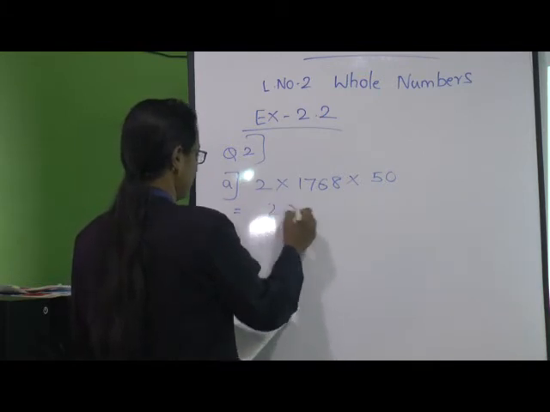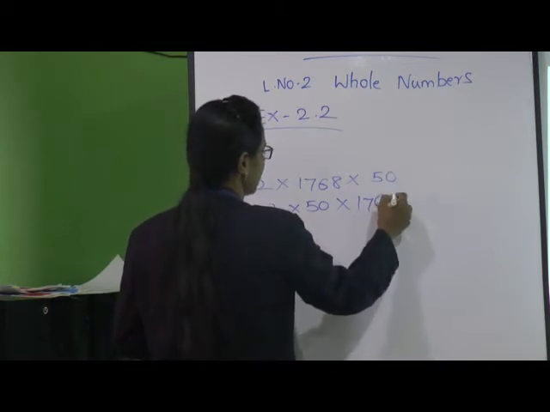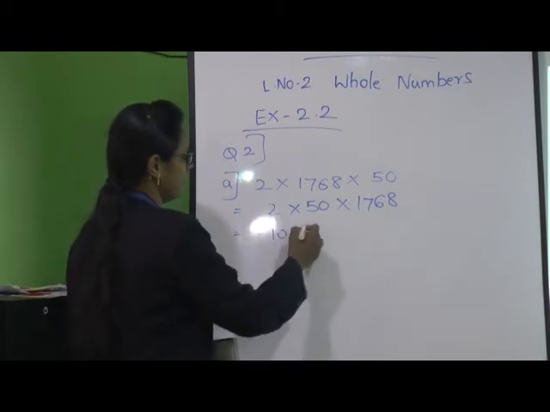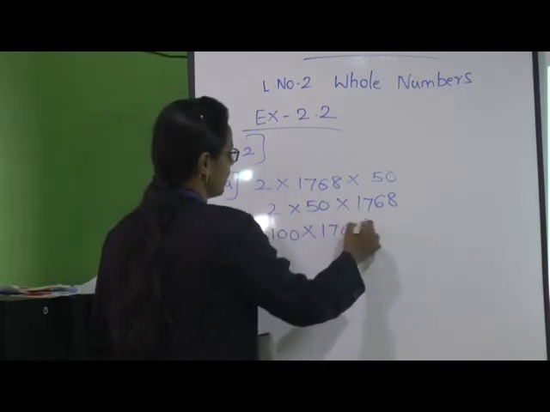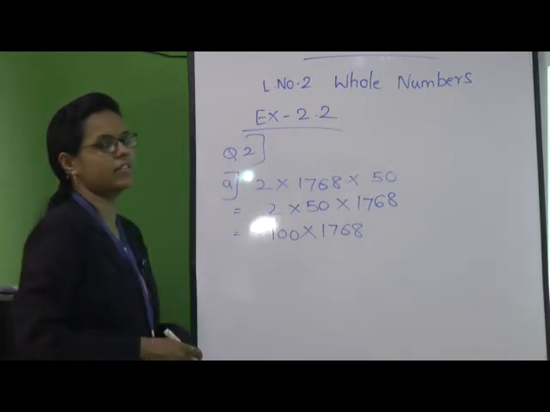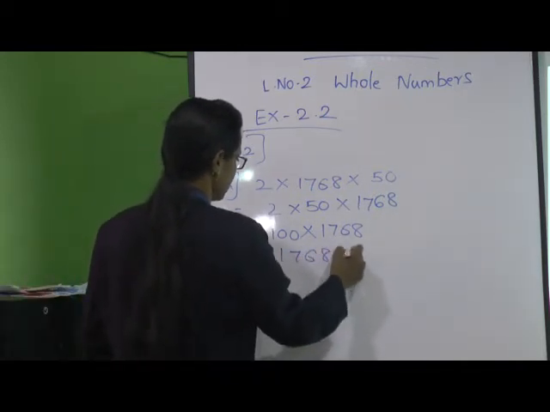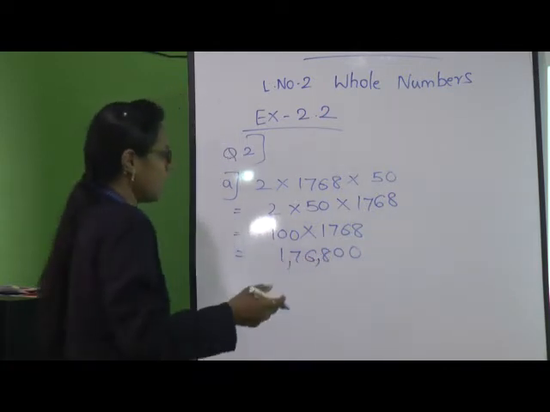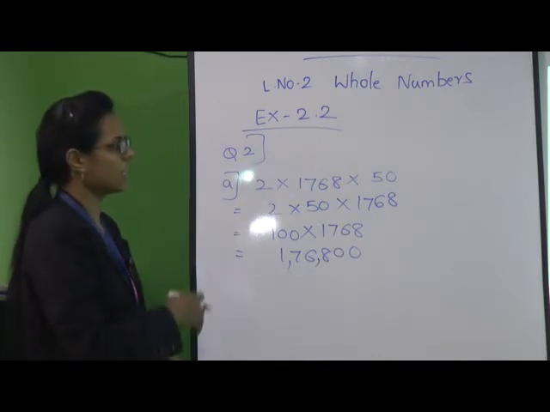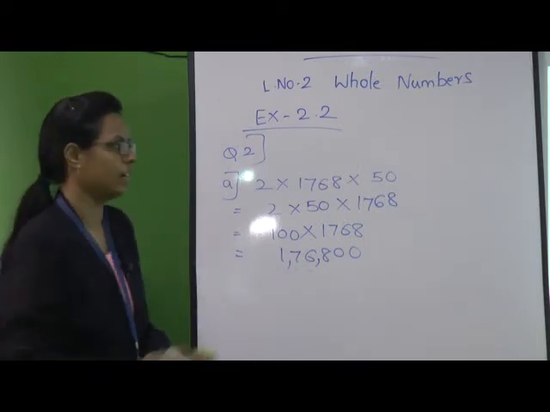Let us take 2 into 50 into 1768. See here, now 2 into 50 is 100 and then multiplied by 1768. So when we multiply 100 by 1768, what we get? 1,76,800 very easily. Okay. So this is the example to find the product by doing the rearrangement. Let us solve one more example.